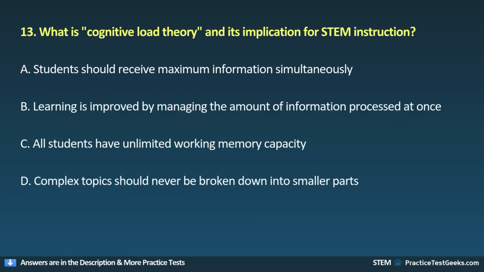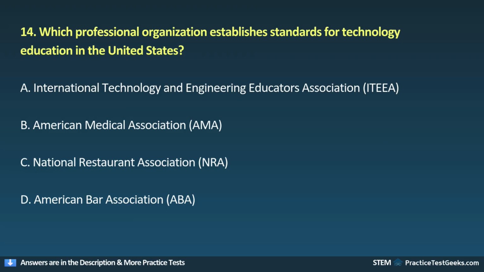13. What is cognitive load theory and its implication for STEM instruction? A. Students should receive maximum information simultaneously. B. Learning is improved by managing the amount of information processed at once. C. All students have unlimited working memory capacity. D. Complex topics should never be broken down into smaller parts.